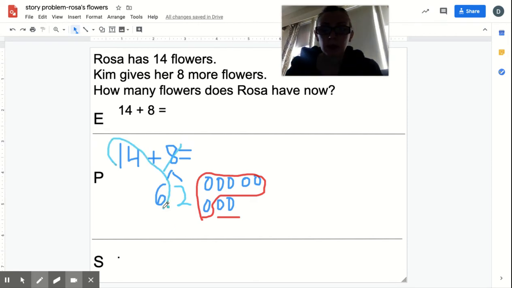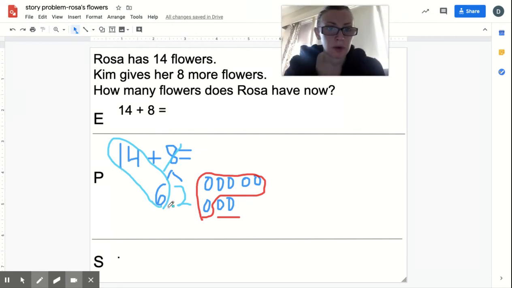Now I'm going to put the 14 and the 6 together. I know it's going to make the next 10 because 4 and 6 make 10. I know 14 plus 6 is 20. I made that easy for myself. Now I just have 20 and 2 to add. 20 and 2 together equals 22.